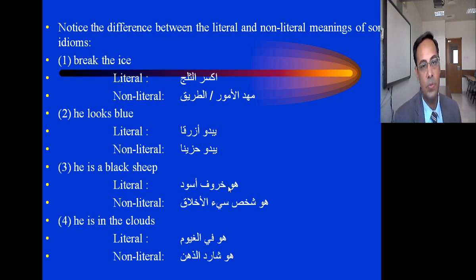3. He is a black sheep. Literally, هو خروف أسود. But this is not the right translation. Non-literally, هو شخص سيء الأخلاق. 4. He is in the clouds. هو في الغيوم. And non-literally or idiomatically, هو شارد الذهن. So when we translate idioms, we do not translate them literally.